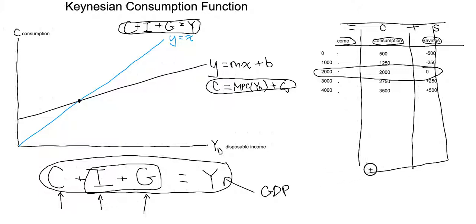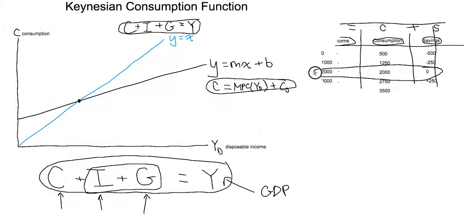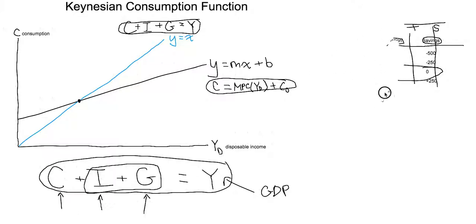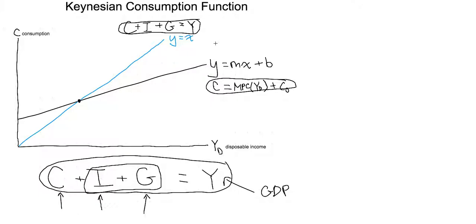So really now what we're going to talk about is just incorporating the math into it. Now what we're going to do is add in a few more things to make our consumption function knowledge complete. So C plus I plus G equals Y.